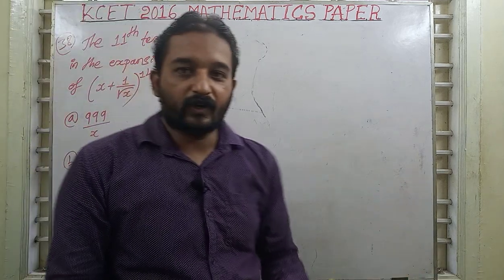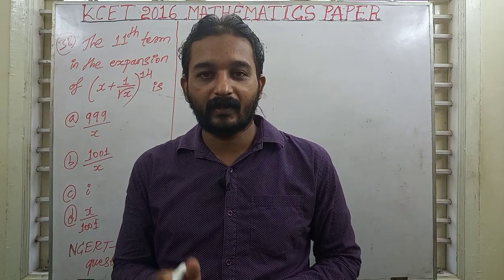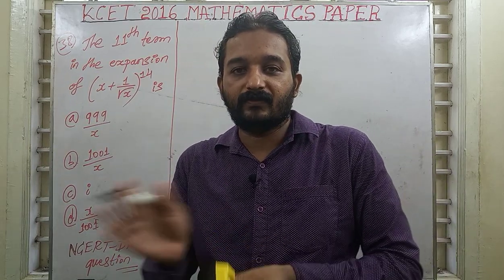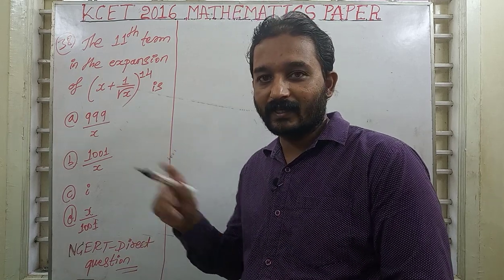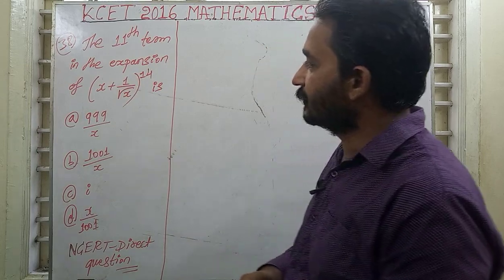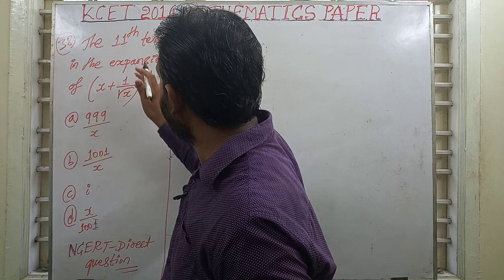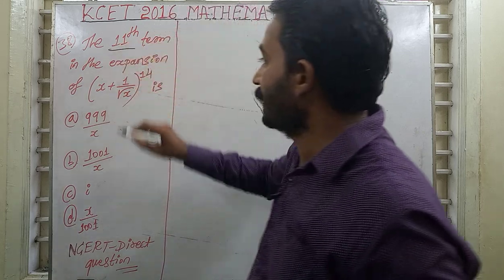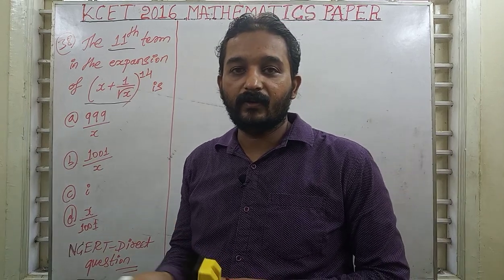So now let us move on to the next question. Question number 38. This question is based on the chapter binomial theorem, which belongs to first year. Usually they ask one question on this chapter in KCET. So let us take this question. We have to find the 11th term of this expansion, so using the general term we can find it easily.